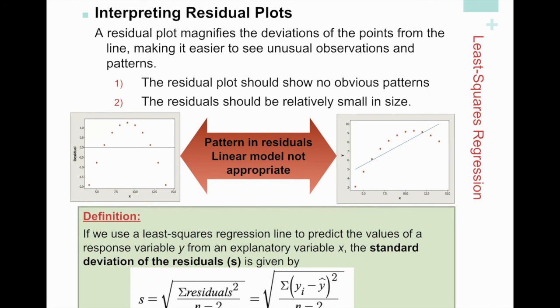Okay, so here is our definition. If we use a least squares regression line to predict the values of a response variable y from an explanatory variable x, the standard deviation of the residuals is given by, you're never going to have to know that formula. You don't have to memorize that standard deviation formula. All you need to be able to do is, when you have Minitab output, it tells you what S is, where there's no X and there's no Y. It tells you what the standard deviation of the residuals is.